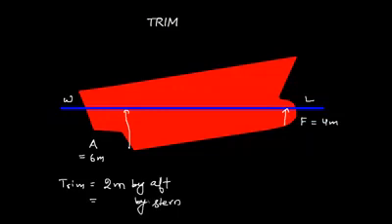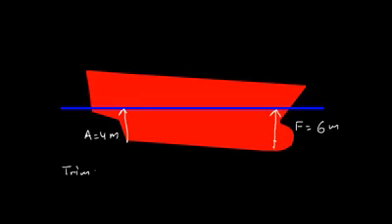Now let's see another scenario. Here the forward draft is this. This is forward draft and this is aft draft. Say here the forward draft is 6 meter and aft draft is 4 meter. So we can say the trim is going to be 6 minus 4, that is 2 meter by forward, or 2 meter by head, or by head.